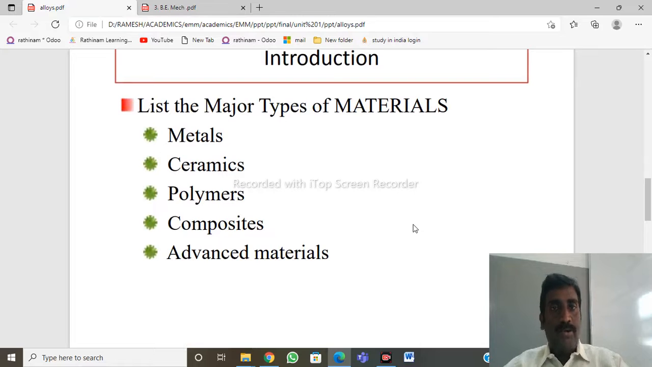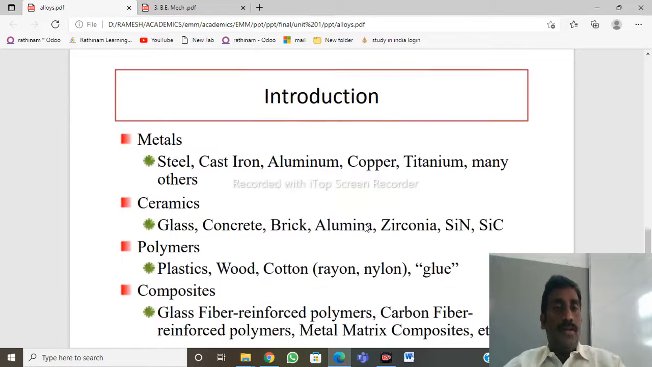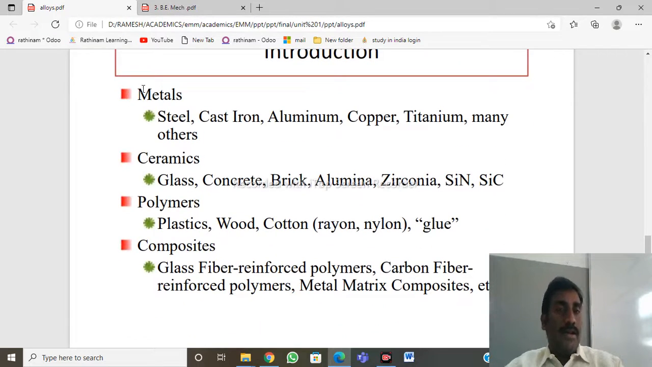We already discussed the prerequisites about materials and the classifications of materials like metals, ceramics, polymers, composites, and advanced materials. These are all the classifications of the materials available in engineering materials. Based on these classifications, metals are further classified into steel, cast iron, aluminum, copper, titanium, and most of the other materials. These are all classified under the category of metals.